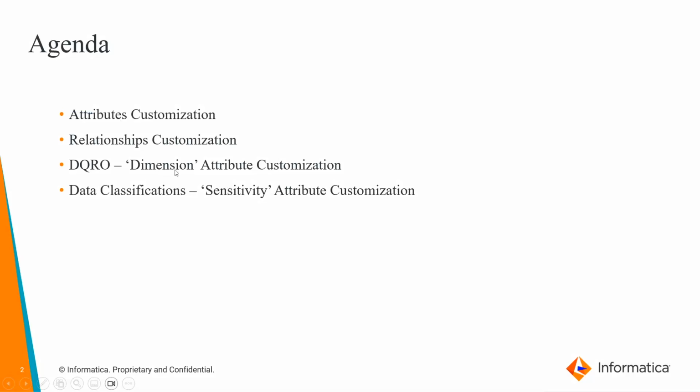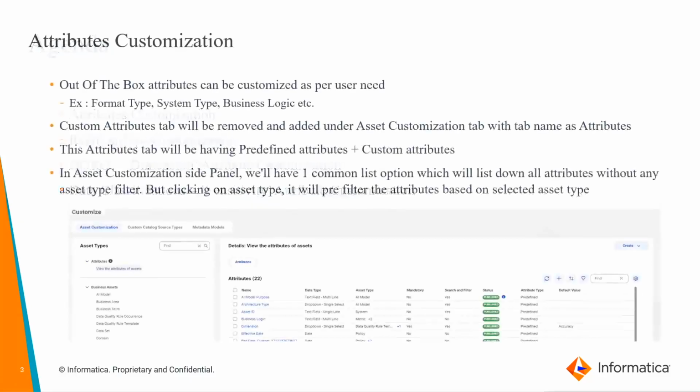The DQ arrow has a custom attribute dimension, and the available customizations to this attribute. Then for data classification we have sensitivity levels, which also can be customized in this April 2024 release. So let's take a look at attribute customization.